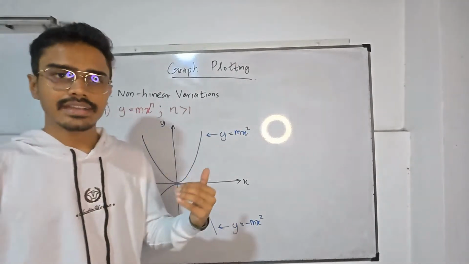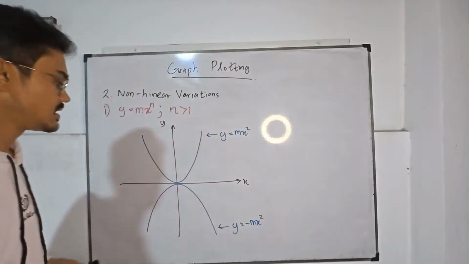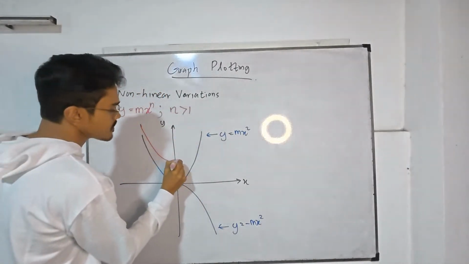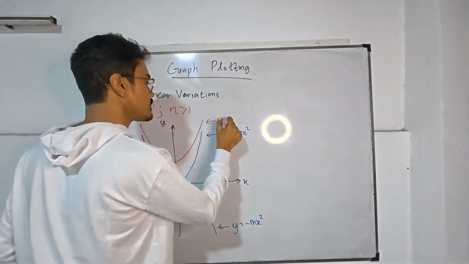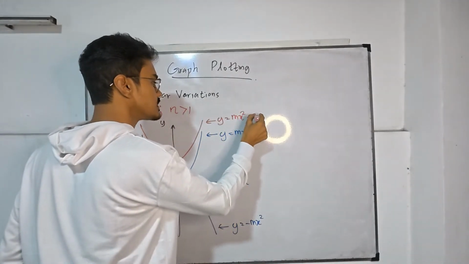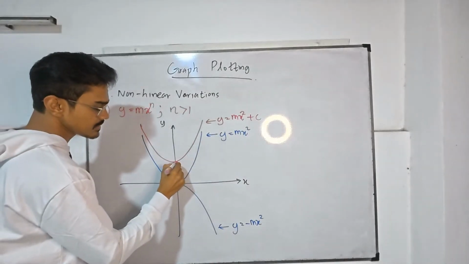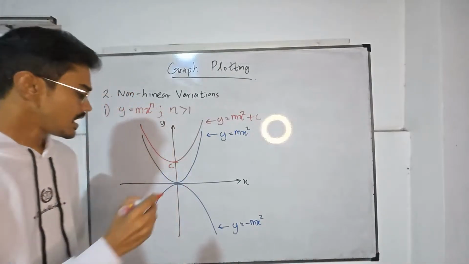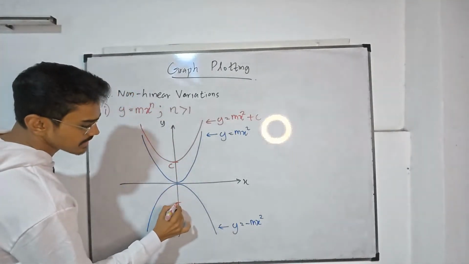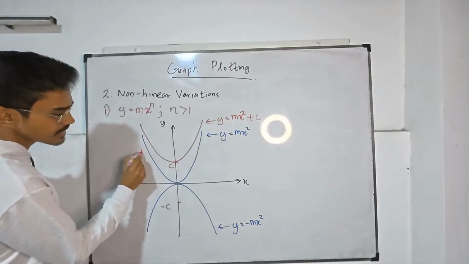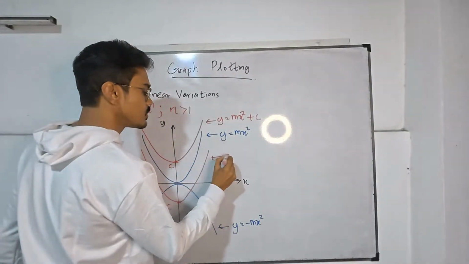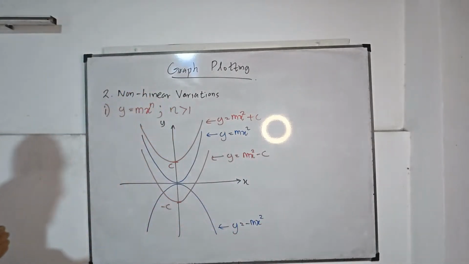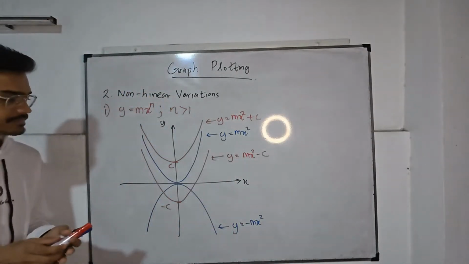And now if I add the intercept to these curves, see what happens. If I add intercept, it is like this. This curve is y equals mx squared plus c, because the intercept here is plus c. And if the intercept is, let's say, minus c, then this curve is y equals mx squared minus c.